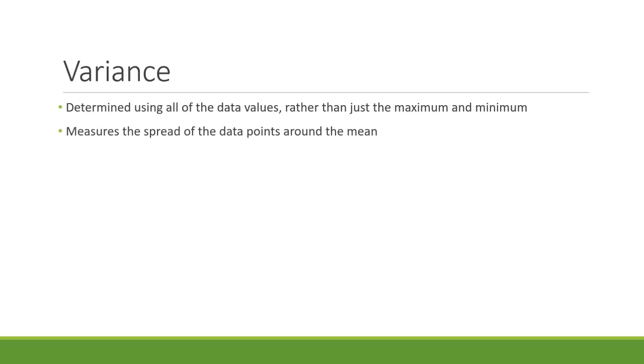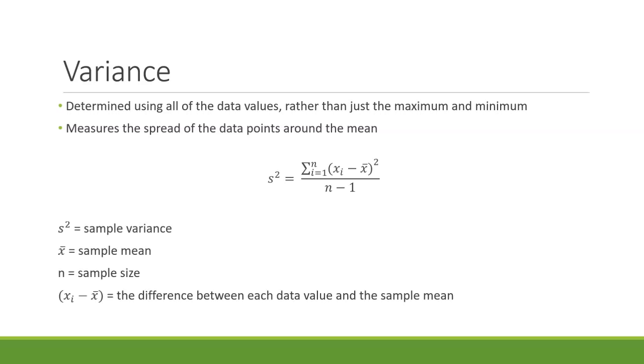The variance is a little bit trickier. The variance is determined using all of the data values rather than just the maximum and minimum. And it measures the spread of the data points around the mean. So here's our equation. Now, don't get too worried about this equation here because we're going to be finding this in Excel also. But this is our sample variance.